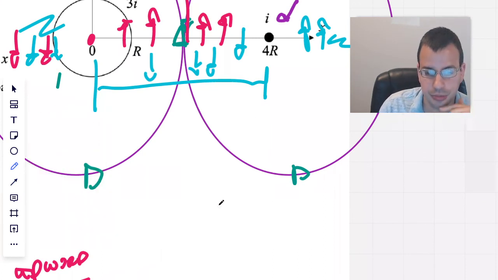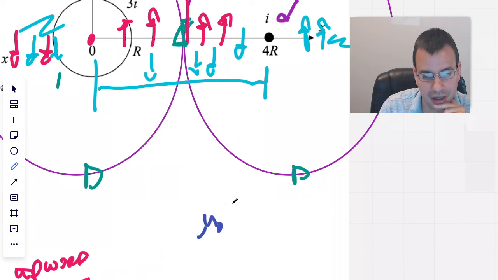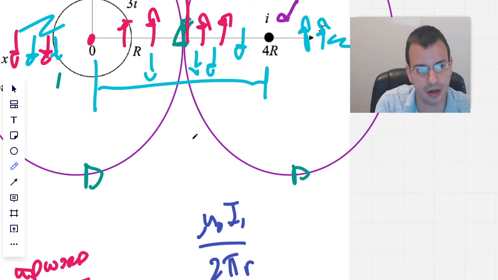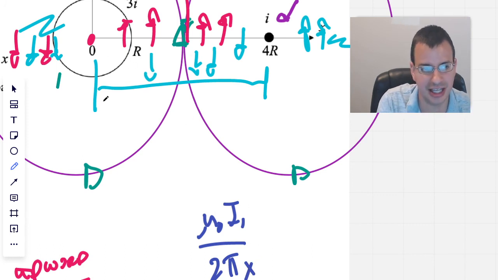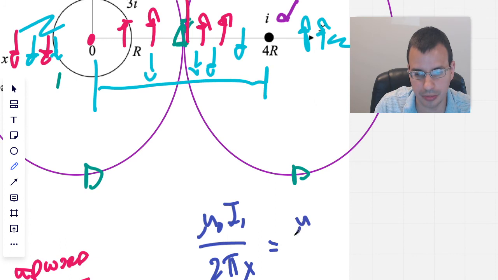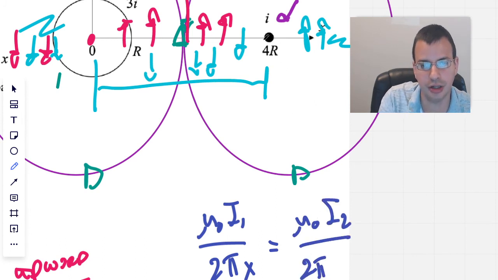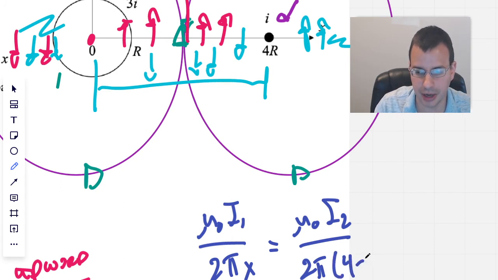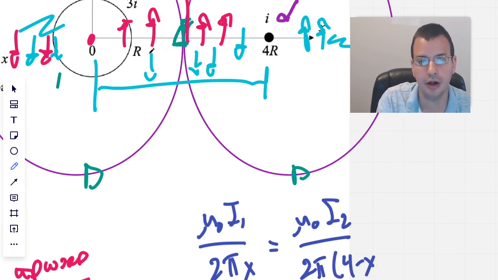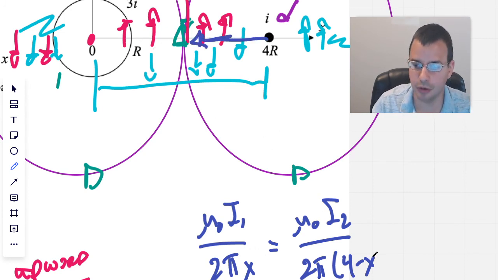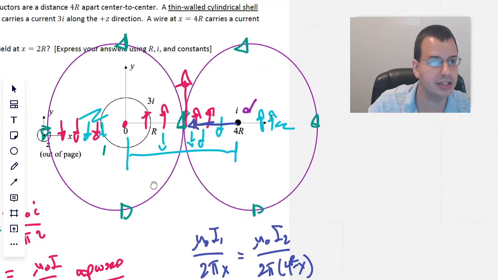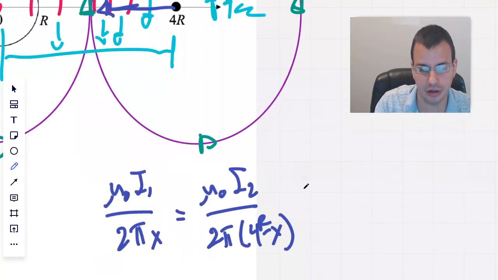And so what we're going to use is the Biot-Savart law. So mu naught I1 over 2 pi r, but I'm going to call r x here, along the x-axis, equals mu naught I2 over 2 pi. The way we're going to measure this radius will be 4r minus x. Within this area here, we can relate this radius to x by saying 4r minus x. I should leave that r in there.